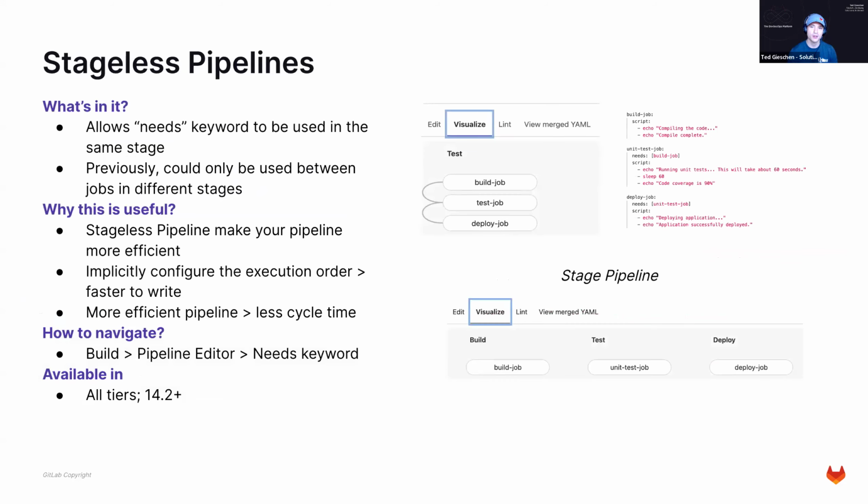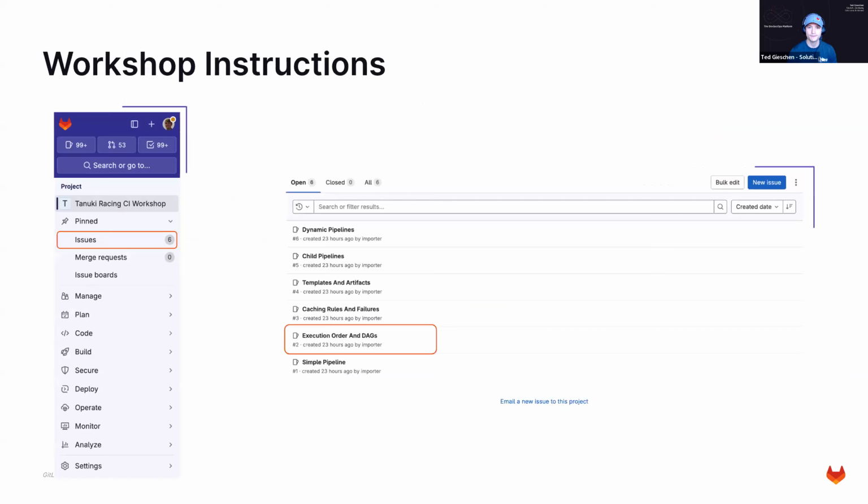One thing to also mention is that you can actually use the needs keyword within the same stage, which was previously not possible and only doable between different stages. This can be useful to make your pipelines more efficient, implicitly configuring the execution order, resulting in faster runs. By improving the efficiency of our pipelines, we directly affect the cycle time. And this is now available for all tiers from version 14.2. So with that, let's go ahead and try that out.